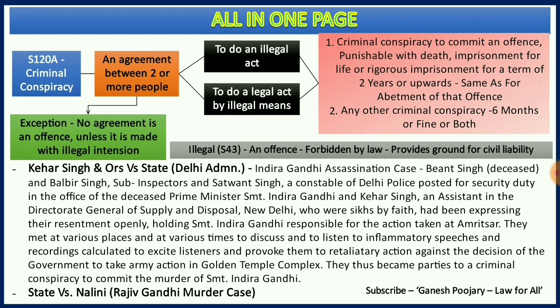The two important case laws as far as criminal conspiracy is concerned are the Indira Gandhi assassination case and the Rajiv Gandhi murder case. Now the Indira Gandhi assassination case is K.R. Singh and others versus State of Delhi Administration. Here I have given a lot of facts related to that particular case law. You can read and try to remember the names involved in it.